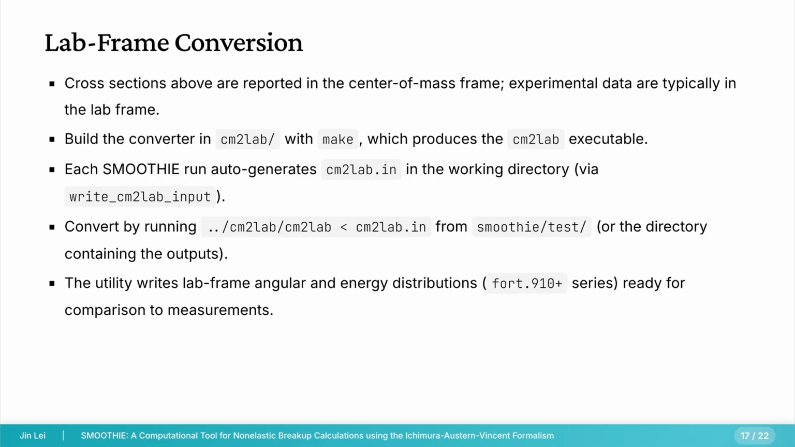Up to now, all cross-sections are in the center-of-mass frame. For comparison with experiment, we rely on the cm to lab utility. Smoothie automatically writes m2lab.in after building cm to lab by running make in its directory. Execute ./m2lab/m2lab less than sem2lab.in from the test folder. That produces the lab frame observables labeled 4.910 and beyond, aligning our calculations with measured angular distributions.